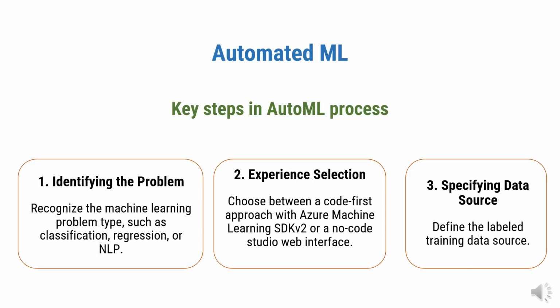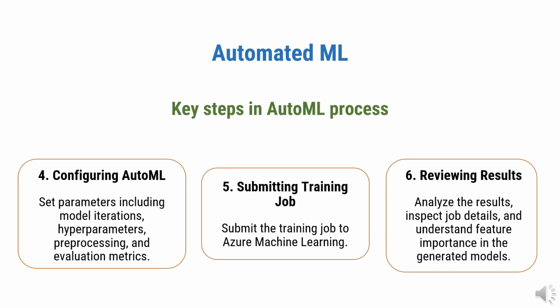Key steps in the AutoML process: identifying the problem, experiment selection, specifying data source, configuring AutoML, submitting training job, and reviewing results.